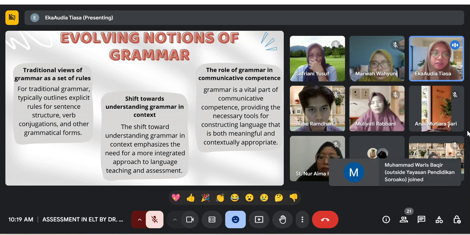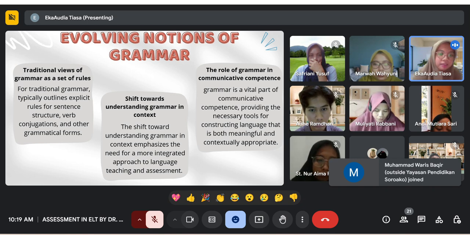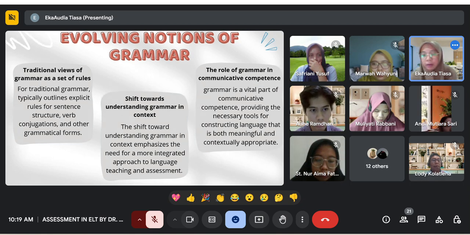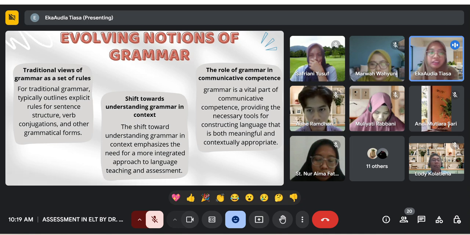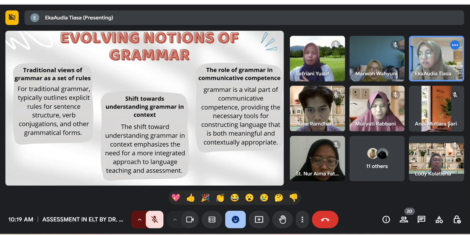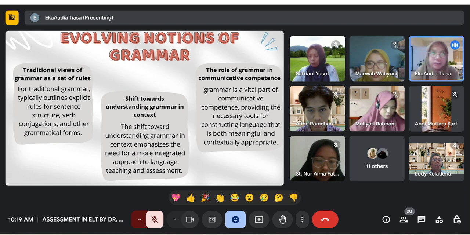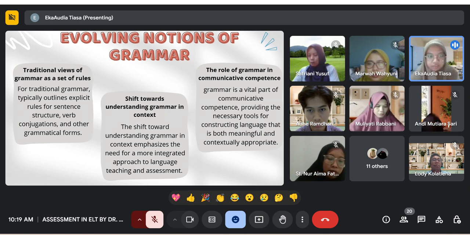So the shift towards understanding grammar in context emphasizes the need for a more integrated approach to language. This perspective views grammar as a tool for conveying meaning and facilitating interaction. It emphasizes the relationship between grammatical structure and pragmatic factors such as the speaker's intent, the social context, and also the dynamics of conversational patterns.